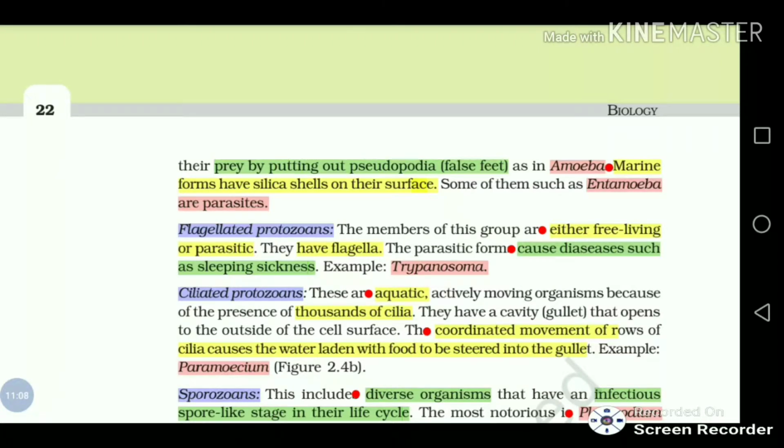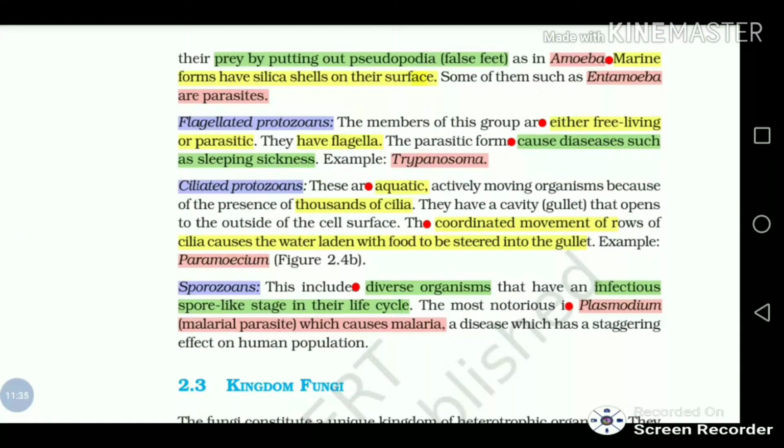Then in marine forms they have a silica shell on their surface, and an example of amoeboid protozoan is Entamoeba, which is a parasite. You will learn about Entamoeba and others in the further chapters of 12th. Then going on to the next type of protozoan, that is the flagellated protozoan. These are either free living or parasitic and have flagella, and these cause diseases such as sleeping sickness, also called African sleeping sickness, which is caused by Trypanosoma. It's an example of it.